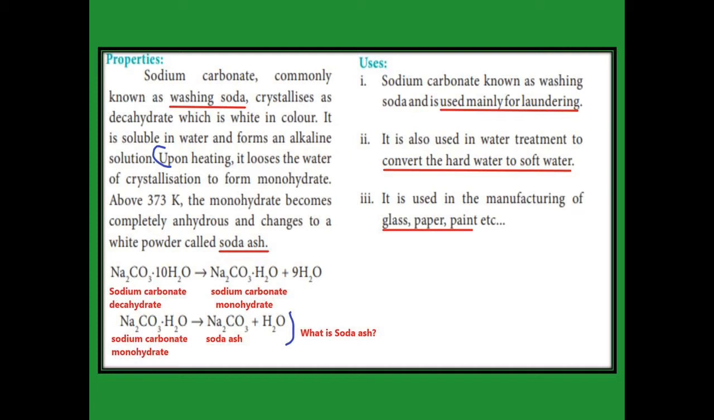Then uses. The sodium carbonate is mainly used for washing purposes, so it is used in laundering, and it is used in the conversion of hard water to soft water. And the third use is in the preparation of glass, paper, paint. One of the reactants is the sodium carbonate.